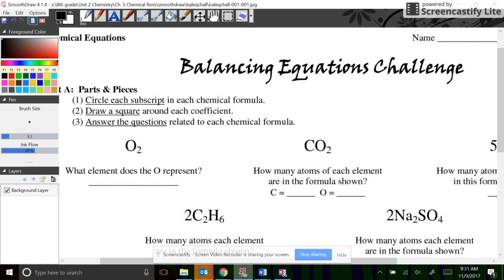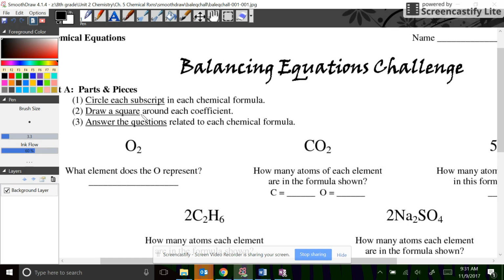Okay, I want to look at this balancing equations challenge sheet, and we've already looked at how to count the atoms when you have them in molecules. A molecule is simply two or more atoms together. So in this first one over here, you can see in part A it says circle each subscript in each chemical formula, and then draw a square around each coefficient, and answer the questions related to each chemical formula.